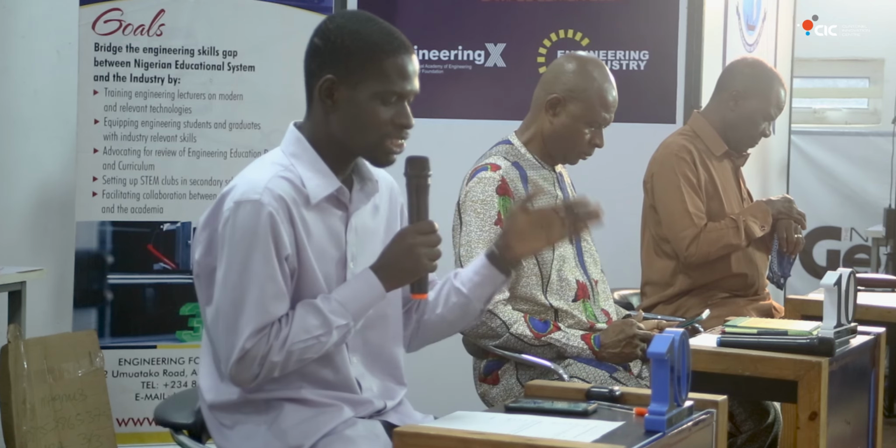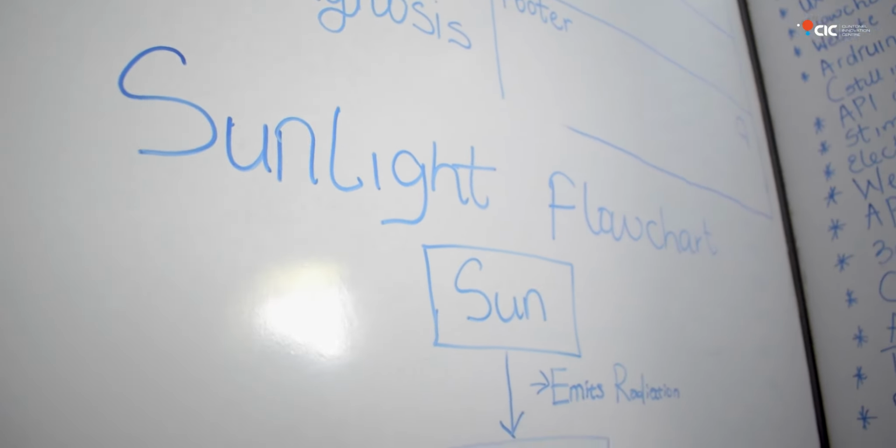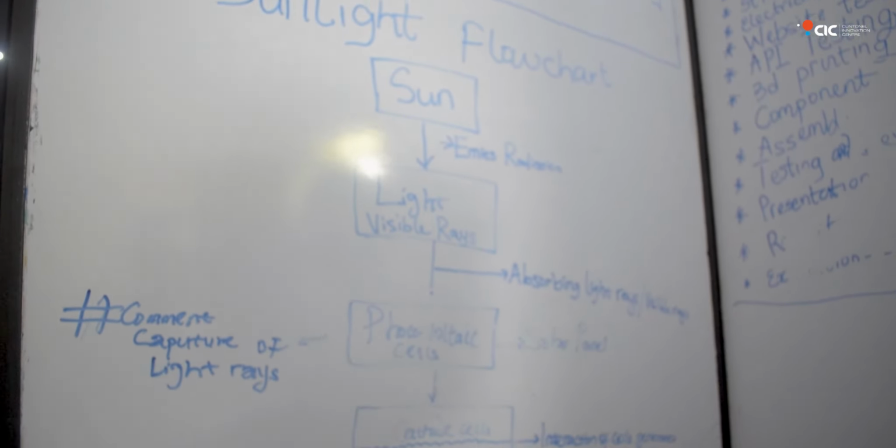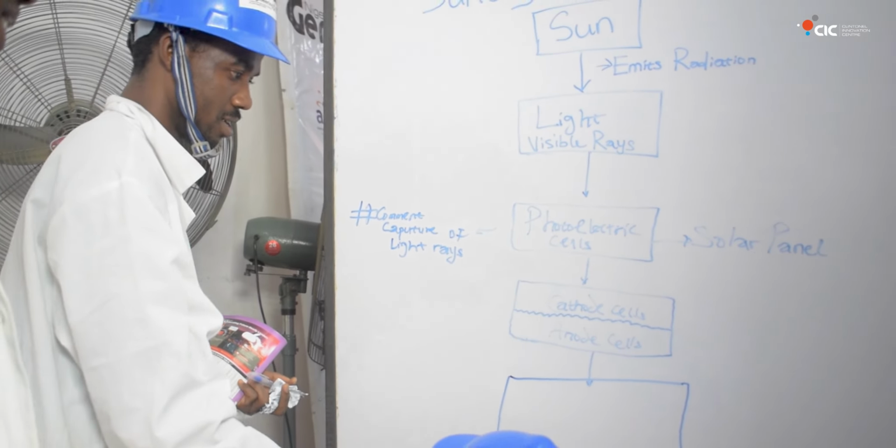Also, with a flow diagram, explain how sunlight is converted into electricity to power a home. You have 30 minutes.